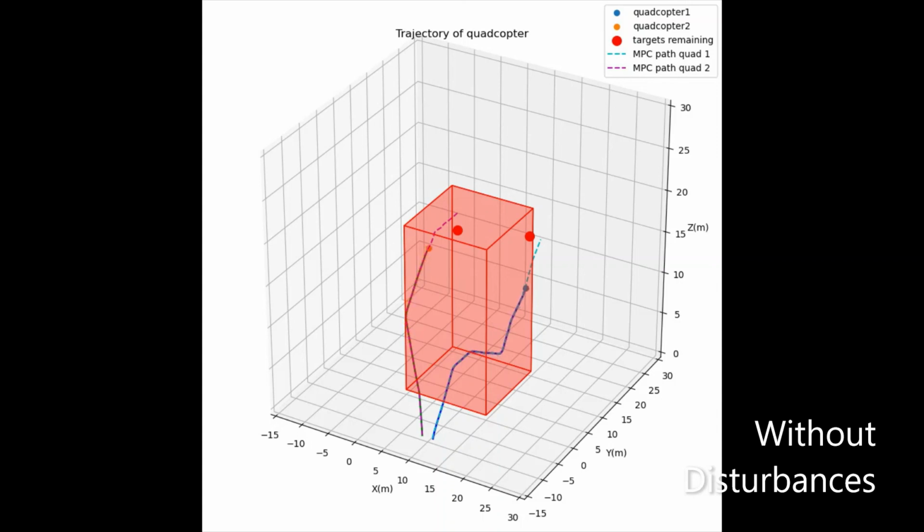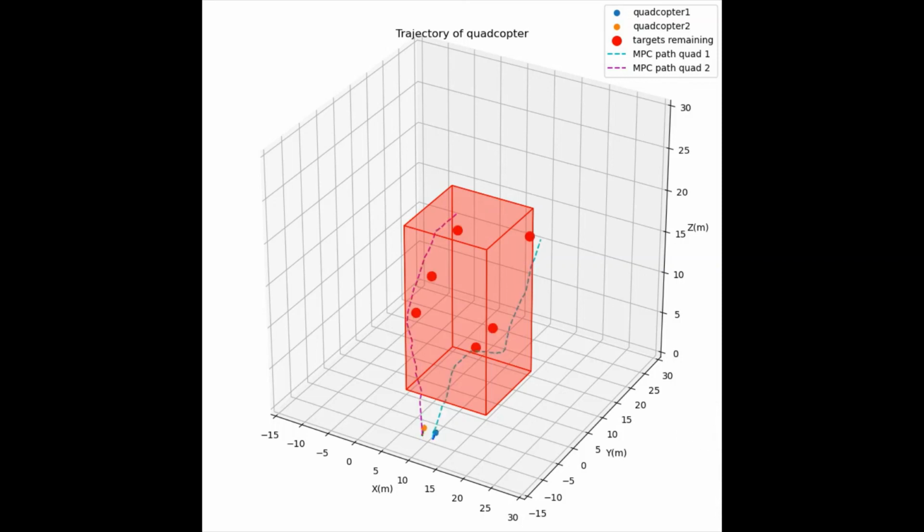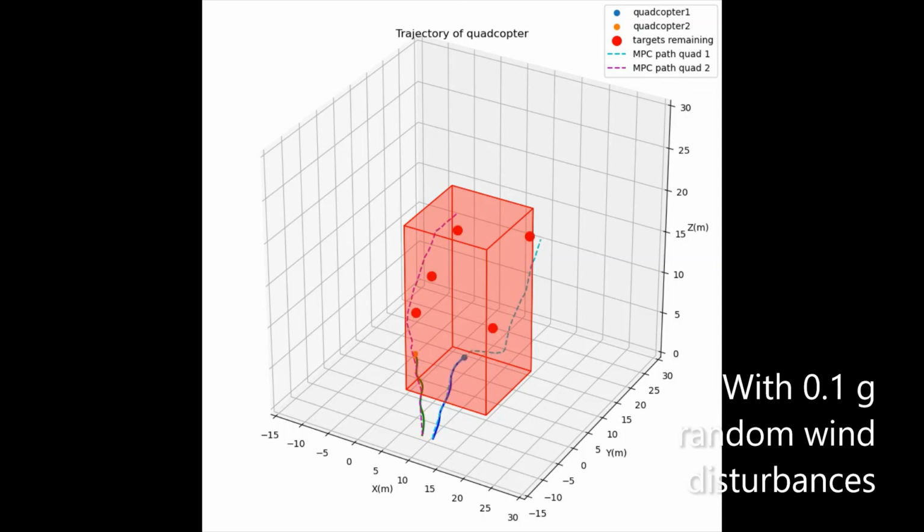As you can see, our controller is able to find the trajectory and track it with almost no error, even under disturbances. Our quadcopters are able to map all the target points while avoiding each other and the obstacle.